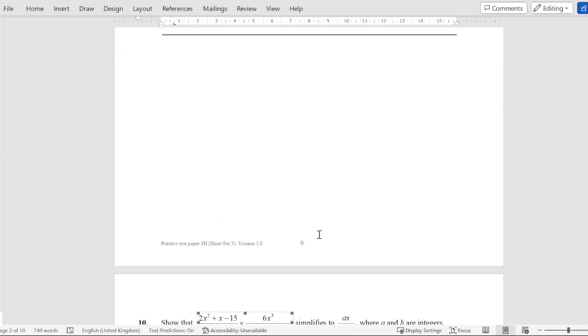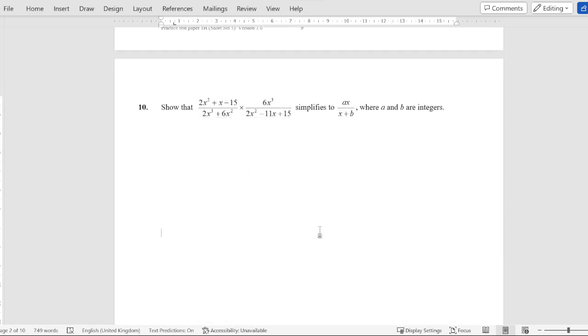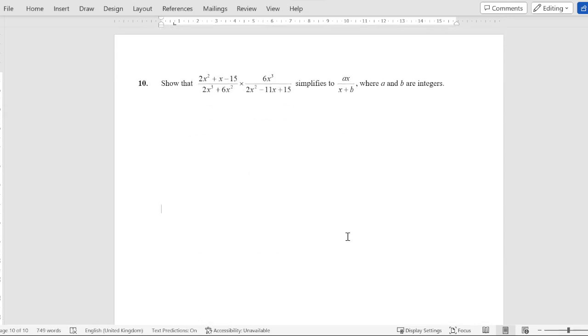And then the final question. So there is nothing wrong with having plenty of working space and doing each part of this individually. I'm going to start by factorising that denominator. So if I factorise that, I can take out as a common factor 2x squared, and that leaves me with x plus 3.